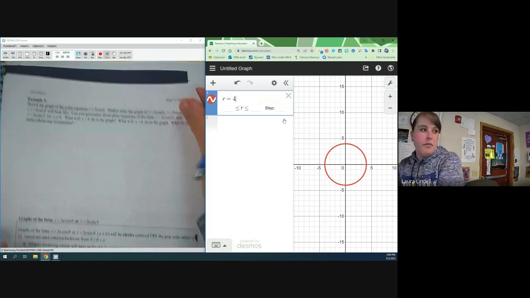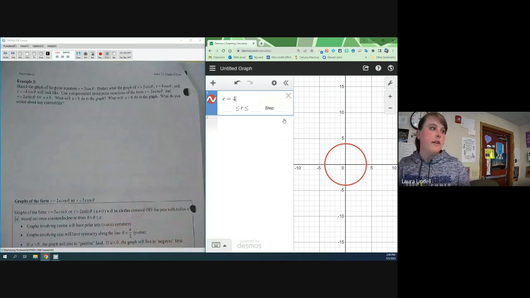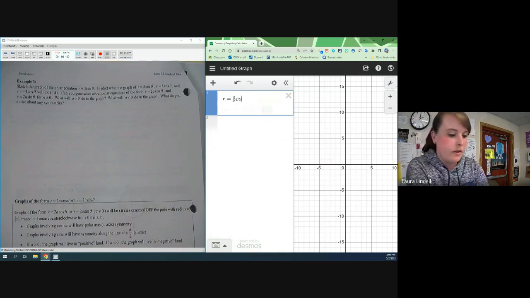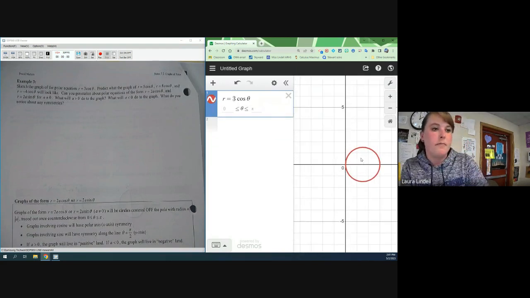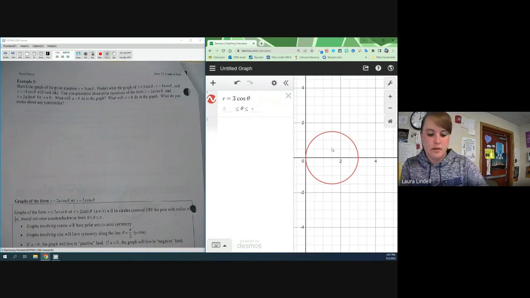All right, example 3 has a lot of equations for us here. Sketch the graph of the polar equation, r equals 3 cosine theta, to start with. So 3 cosine theta. All right. We got a circle.